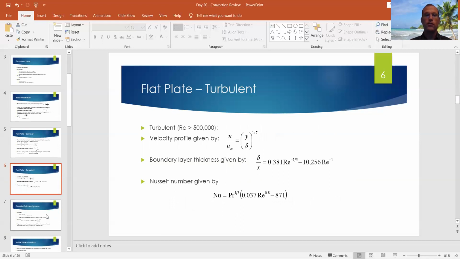Turbulent case, bigger than 500,000 Reynolds numbers. My velocity profile is y over delta to the 1/7 power. Boundary layer thickness, delta over x, is 0.381 Reynolds number to the negative 1/5 power, minus 10,256 times Reynolds number to the negative 1 power. Again, experimentally determined values. Then the Nusselt number is Prandtl number to the 1/3, 0.037 Reynolds number to the 0.8 power minus 871.